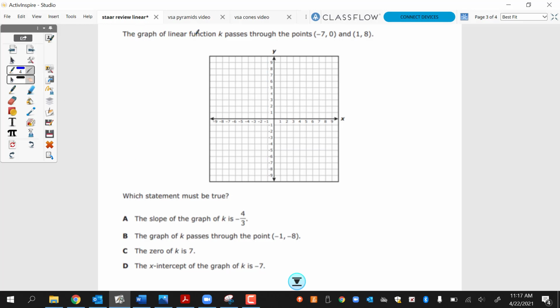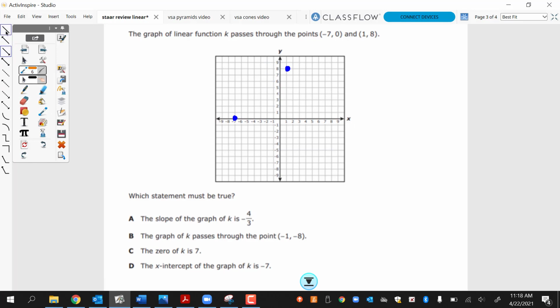The next one, the graph of linear function k passes through these points. Okay, well, let's graph those on the graph. So we're going to put -7, 0 right here, and 1, 8 right here. I would connect those with a straight line. Now, on the STAAR test, if you're doing it on paper, make sure you use your ID to make it a real straight line. We can just use the straight line tool, and that's pretty helpful.